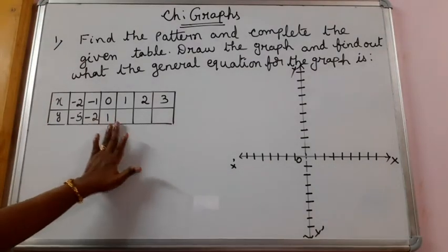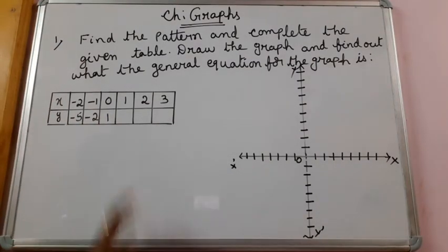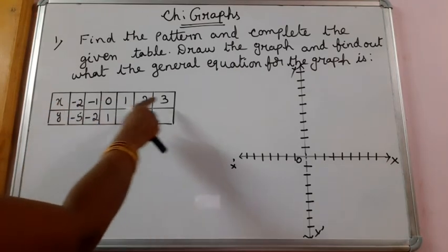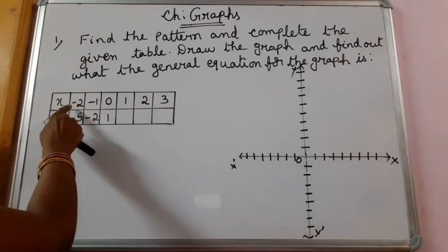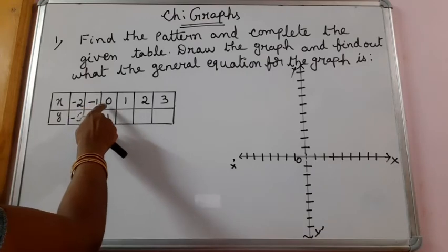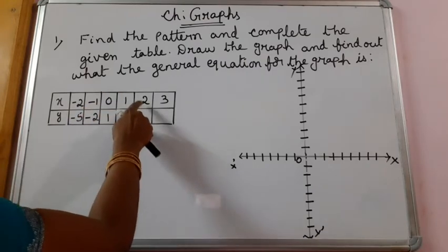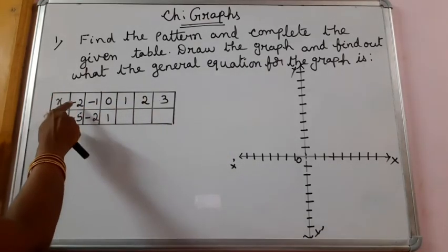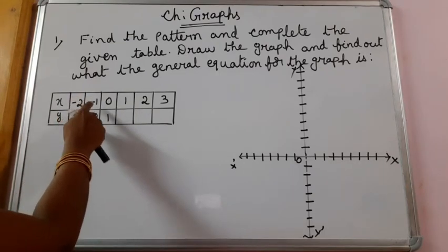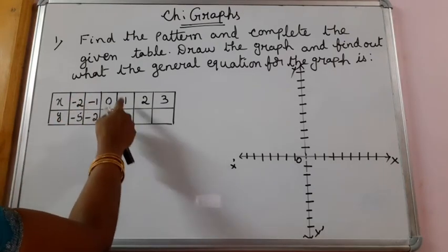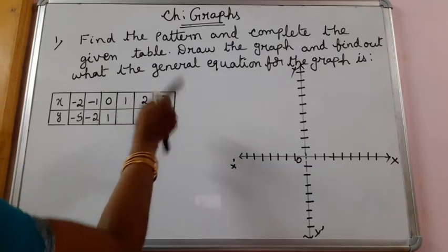Okay. First of all, let us work out to complete the table. You see, x coordinates are given: -2, -1, 0, 1, 2, 3. X coordinate: -2 plus 1 is -1. -1 plus 1 is 0. 0 plus 1 is 1. 1 plus 1 is 2. 2 plus 1 is 3.